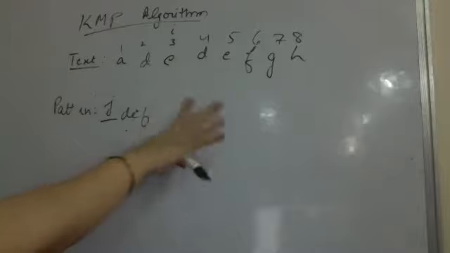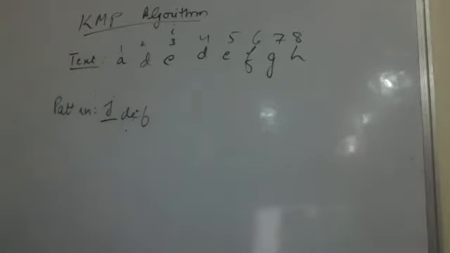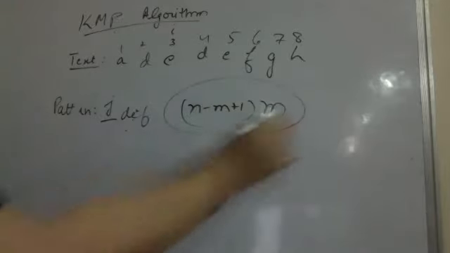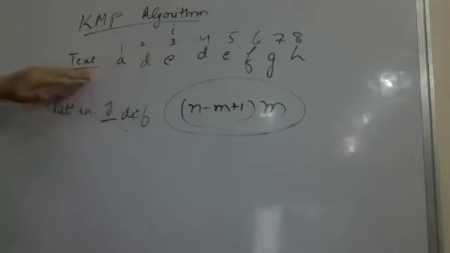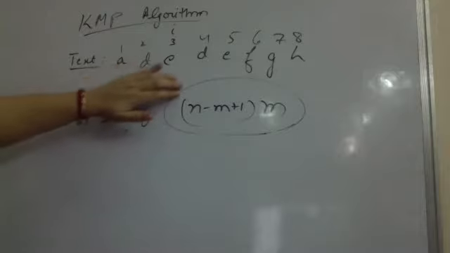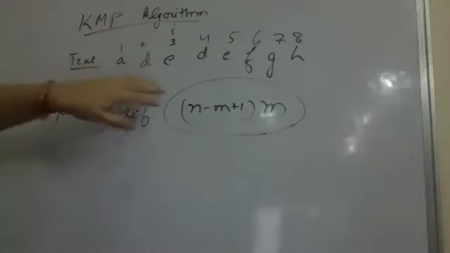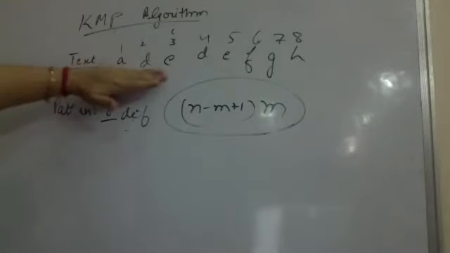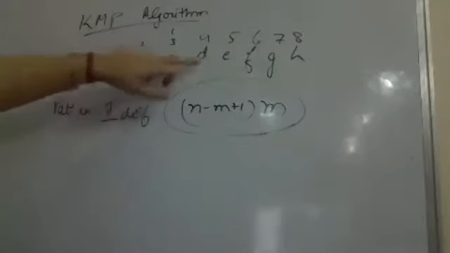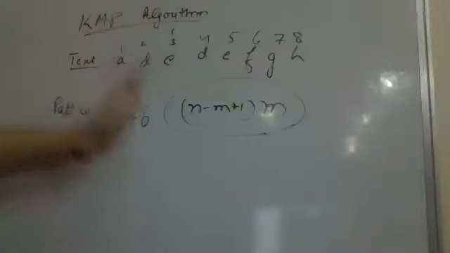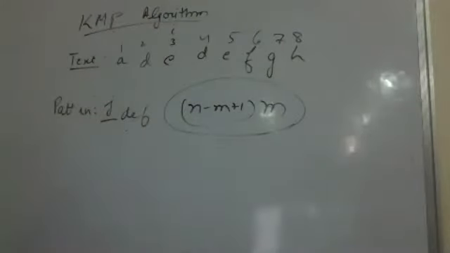So the runtime of my algorithm is n minus m plus 1 multiplied by m. This is coming out because I am not traversing this only n times. I am coming back; I am doing something called backtracking of I. Every time there is a mismatch or a spurious hit, whatever you call that, since I had DE, which might be the pattern, but this D does not match with F, I have to again reduce the value of I and then begin again. So this backtracking of I is taking extra time.